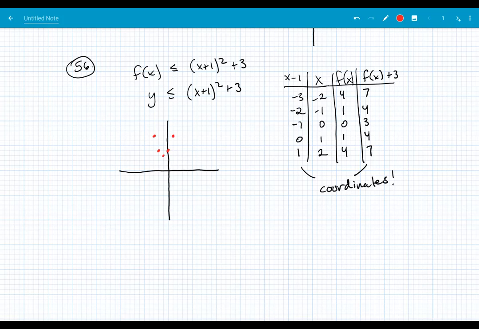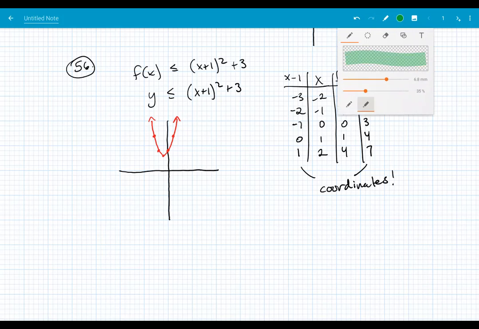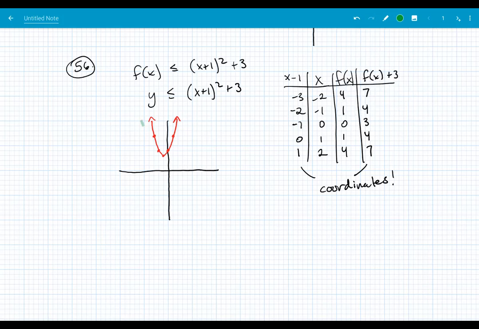This line is solid because it's an equal to. And the shading here is y is less than or equal to. So the shading is going to be down below the line. So in this case, all of this section. So everywhere there, including the line in this case, because it is solid.